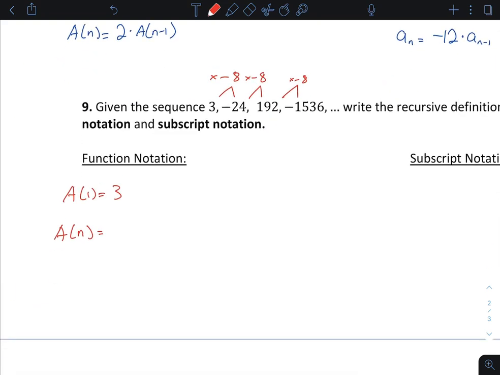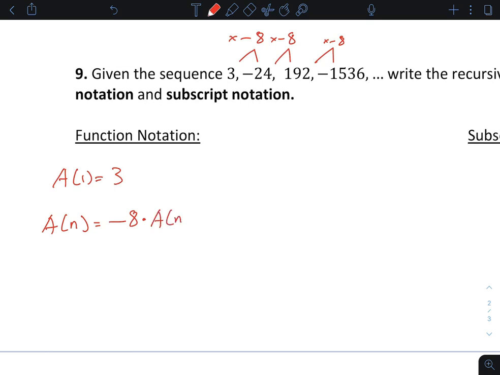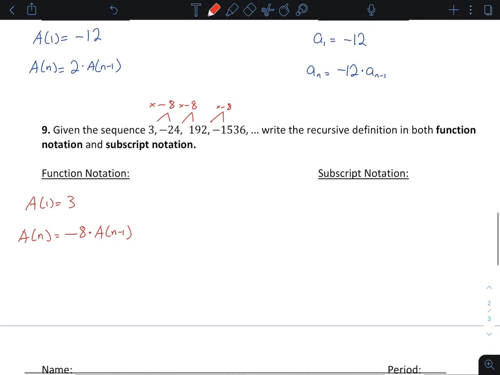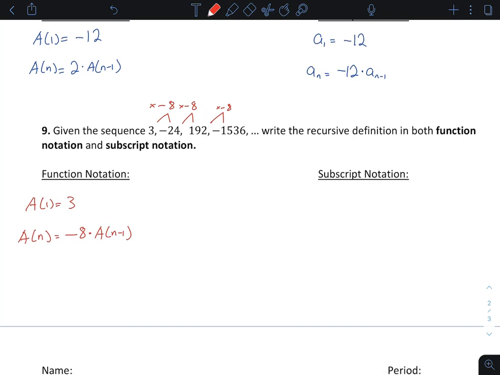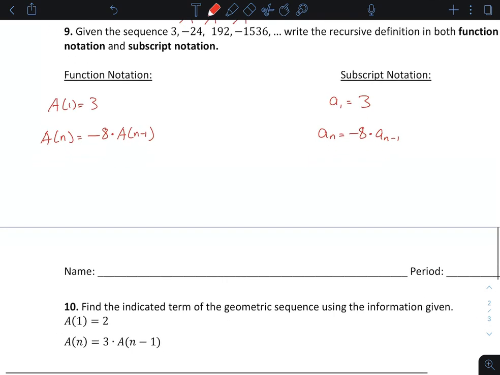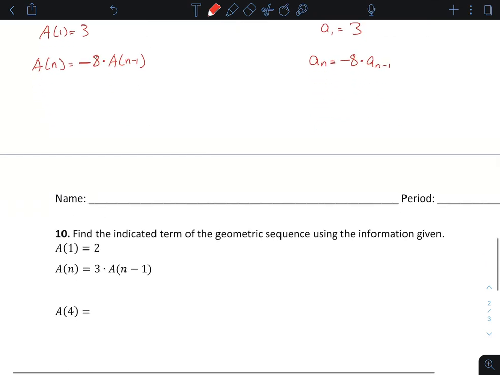Cool. So that means here my common ratio again was negative 8. So it's okay for your common ratio to be negative. Just stick it out in front, and that's being multiplied by my previous term. Same thing for subscript notation: A sub 1 equals 3. A sub n is negative 8 times A sub n minus 1. Again, very similar looking. One of them is of, one of them is sub.